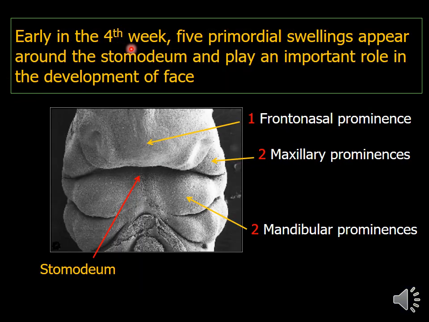Early in the 4th week of embryogenesis, 5 primordial swellings appear around the stomodium. This is the stomodium, which is the primitive mouth, separated from the alimentary canal by the oropharyngeal membrane, which ruptures later, and there will be a connection between the mouth and the rest of the digestive system. These swellings include the frontonasal prominence, 2 maxillary prominences, and 2 mandibular prominences.